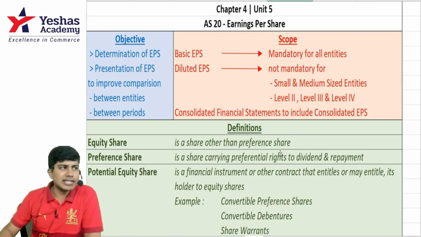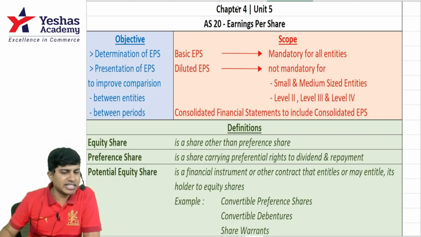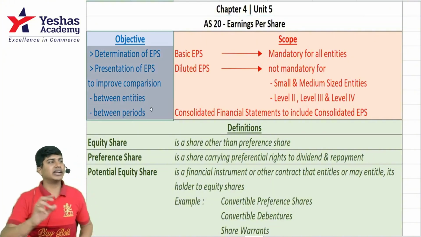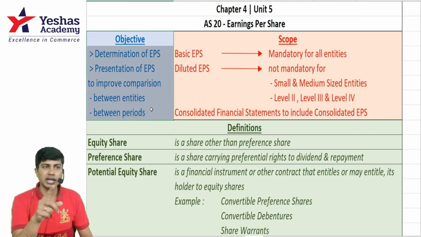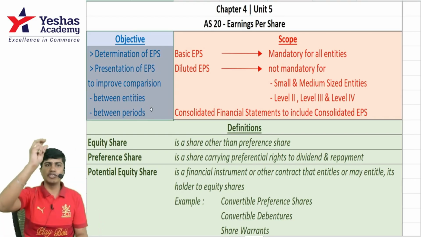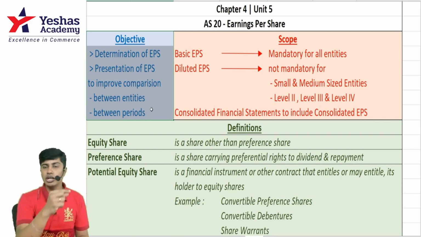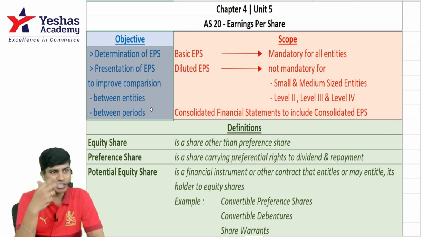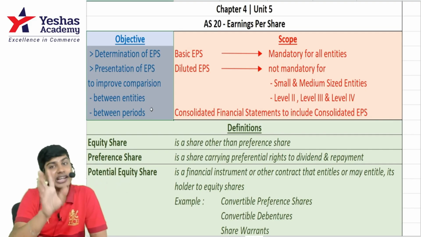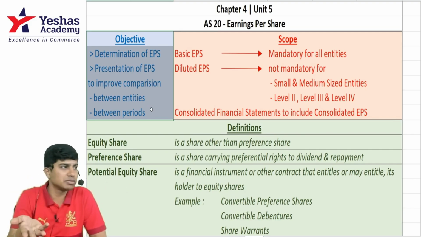Let's now quickly revise Accounting Standard 20, which is Chapter 4, Unit 5 of your syllabus. The objective of this accounting standard is to determine earnings per share. We know the profit of the entire entity. We want to know how much of this profit belongs to each shareholder. The process of determining and presentation of profit to each shareholder, specifically equity shareholder, is earnings per share.